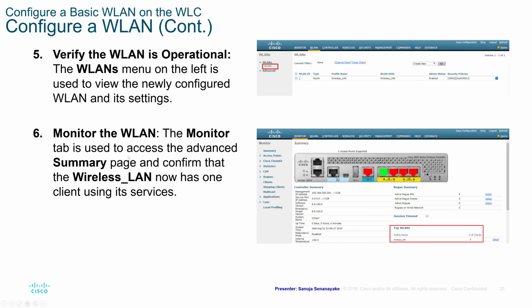The Monitor tab is used to access the advanced summary page and confirm the WLAN now has one client using its services. So right here, what Cisco has done is give us a screenshot of a situation where one client is currently connected. If you just configured this SSID, you may not have any clients connected right now, so you need to be proactive and connect one client or a few clients through this WLAN network and see if it shows up on your monitoring page. That will confirm a properly working system.